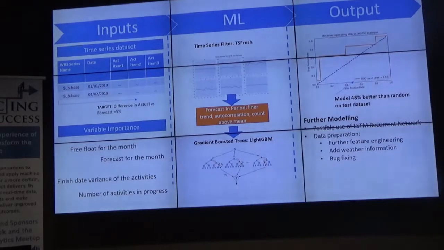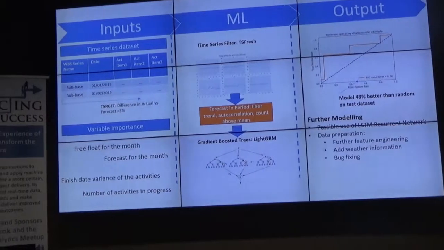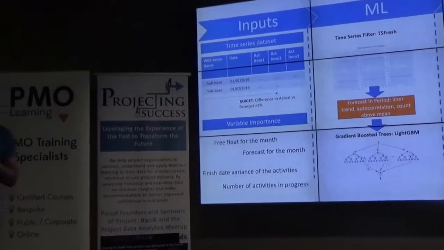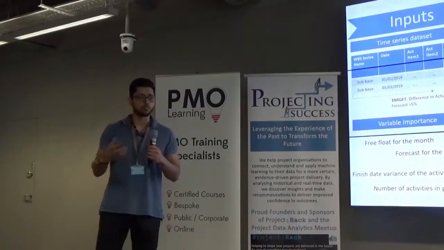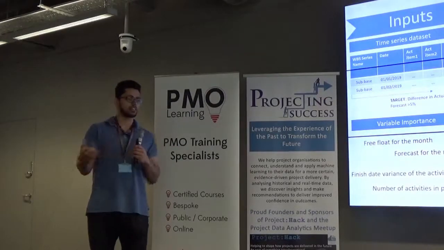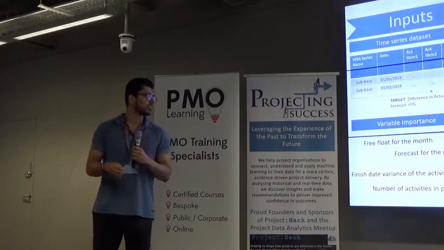And then we've also managed to engineer a range of features that we can use to inform the model after a long caffeine-fueled night of figuring out the cleaning and the joins. Some of the interesting features include, for example, the finish date variance of the activities in the past: how much have they been exceeding their planned dates? The number of activities currently in progress this month. The forecast that you provided for this month. These all influence how likely you are to differ from the actuals.